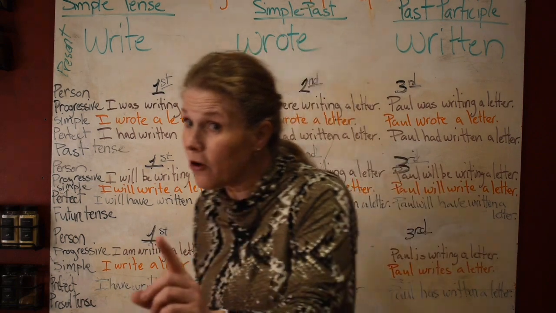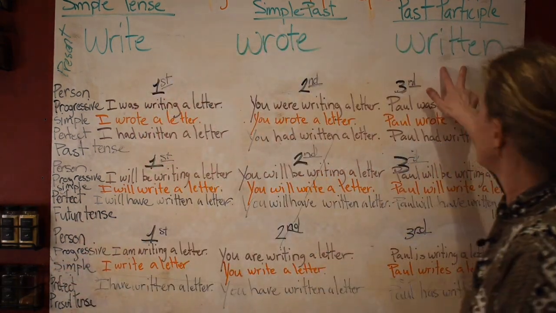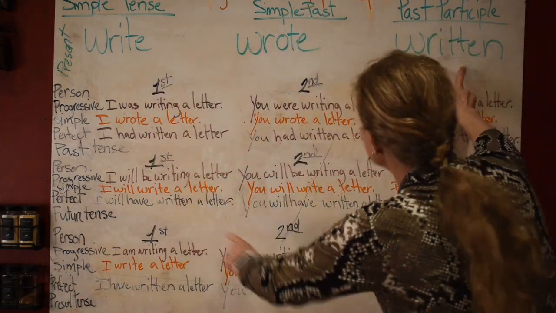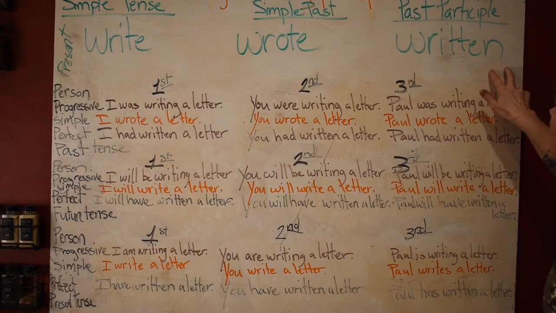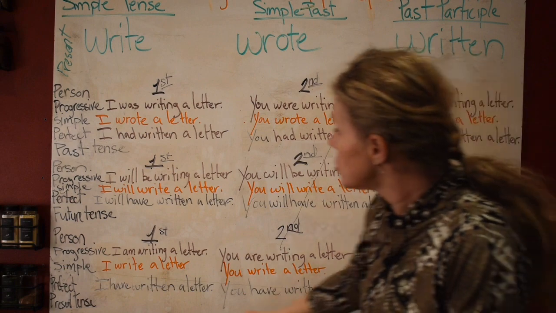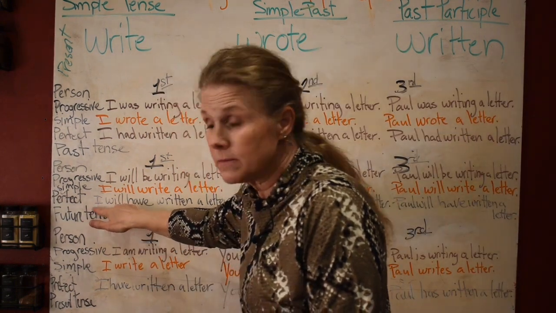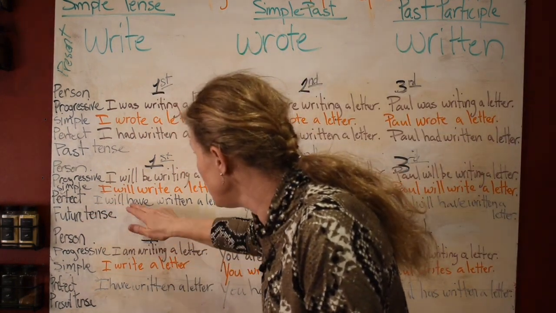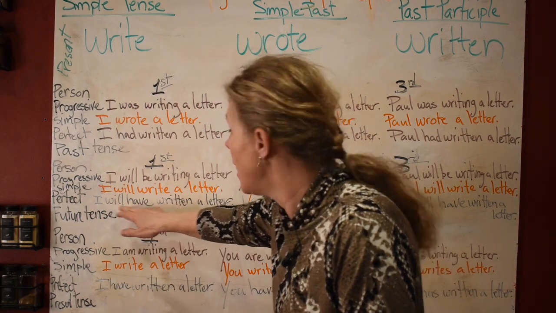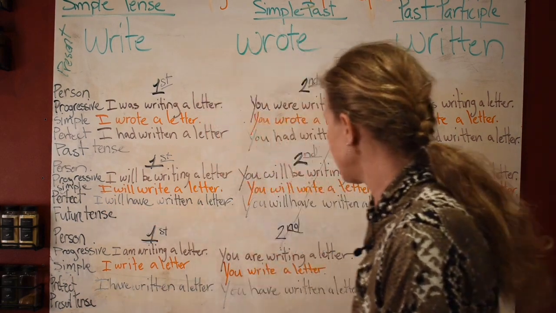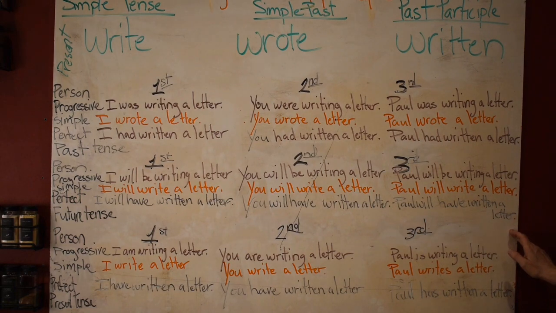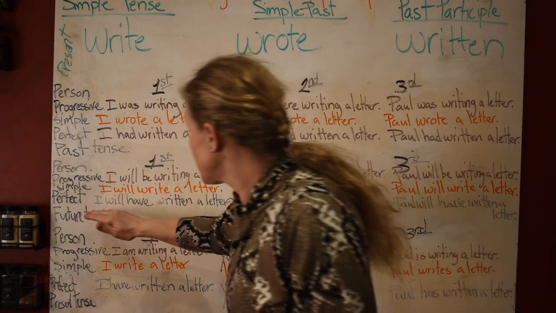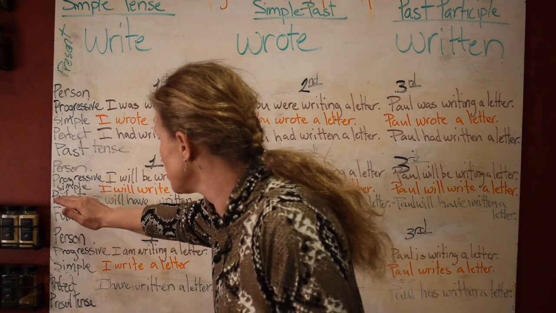But now we're in the perfect. That means if you are in the perfect, you are going to use the past participle. This, and you have to have an auxiliary verb. So singular, singular. Okay, you have to use the word have. I will have written a letter. You will have written a letter. Paul will have written a letter. So it's sitting in the future perfect.